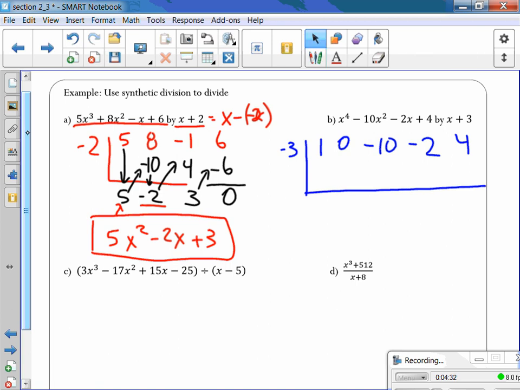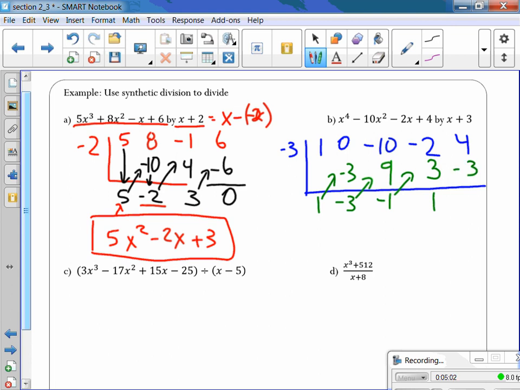So now we again drop down that coefficient of 1, multiply, 1 times that negative 3, add straight down. Diagonal, I want to again multiply by that negative 3, giving a positive 9. Negative 10 plus 9 gives me that negative 1. Negative 1 times negative 3, positive 3. Adding, we get a positive 1. And our last multiplication, 1 times negative 3 gives me that negative 3. And when we add, we find out that we get a positive 1 for the remainder.